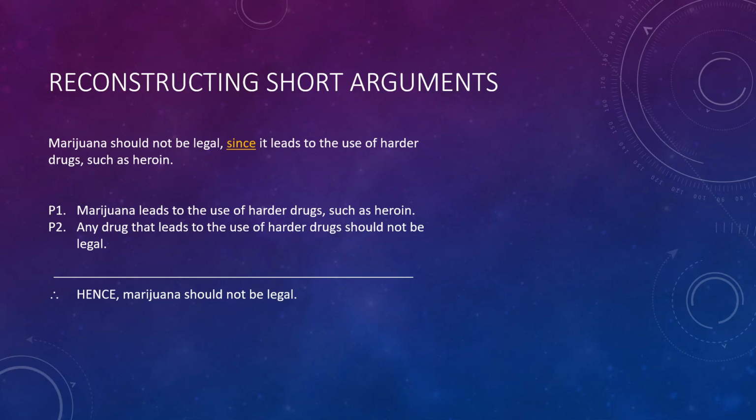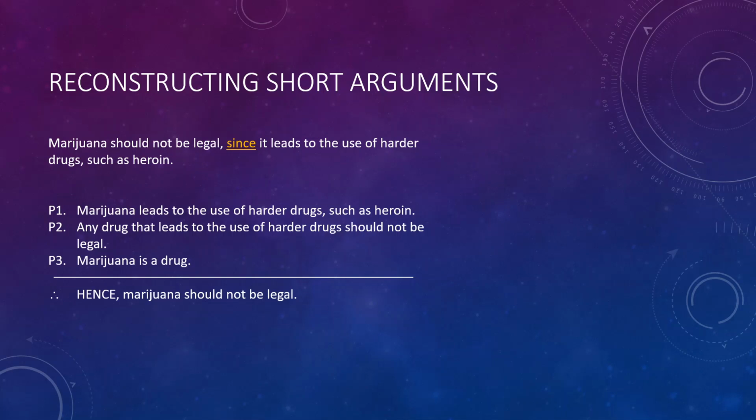We are assuming something like premise 2: any drug that leads to the use of harder drugs should not be legal. We're also assuming, by the way, that marijuana is a drug. And that premise is needed because of the way I worded premise 2. So here's how the argument now reads. Marijuana leads to the use of harder drugs such as heroin. Any drug that leads to the use of harder drugs should not be legal. Marijuana is a drug. And so together, those three assumptions lead to the conclusion that marijuana should not be legal.